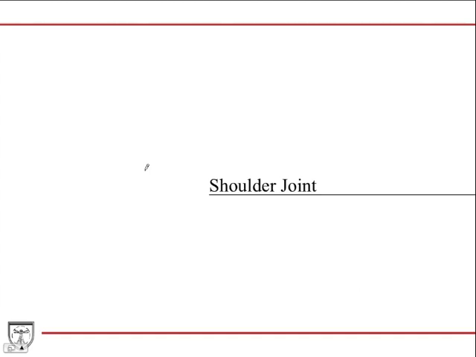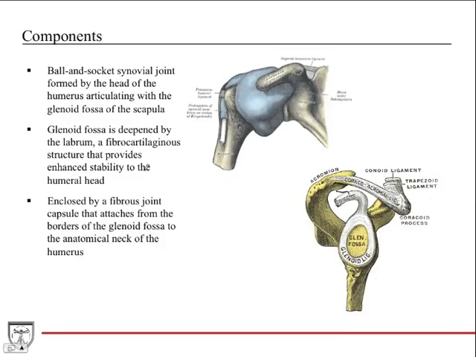Now, let's go into a little more detail about the shoulder joint specifically. Components: it's a ball and socket synovial joint formed by the head of the humerus articulating with the glenoid fossa. This is a lateral view of the glenoid fossa. So what is the glenoid fossa? It's a depression in the lateral aspect. It's deepened by this fibrocartilaginous structure called the labrum, and you can see that here. Here's the labrum.